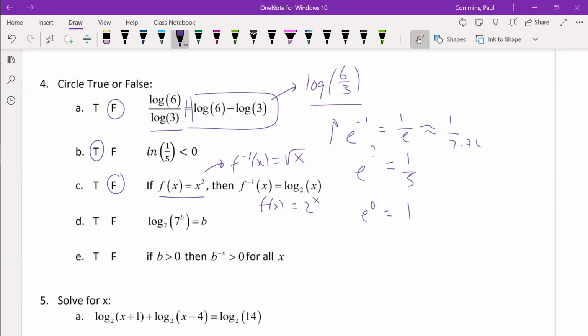The log base 7 of 7 to the b is in fact b. That's because they're asking the question, to what power do I have to raise 7 to get 7 to the b? And that's obviously b. So this one's true.